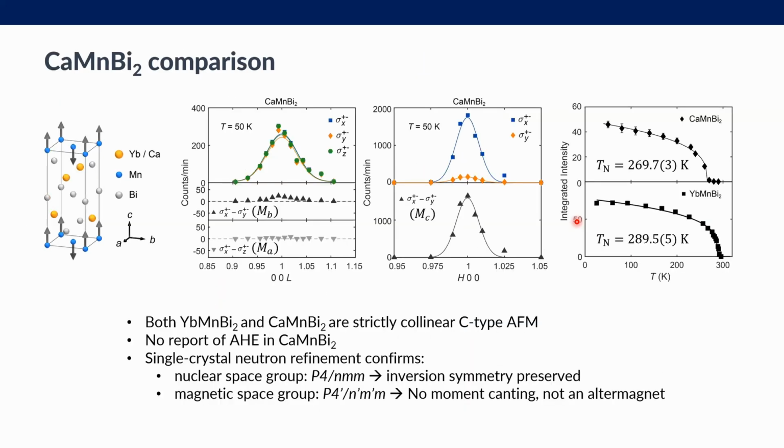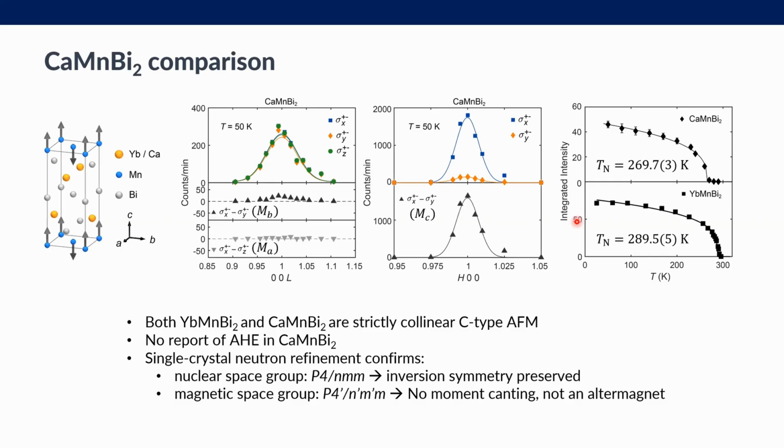During our investigation, we also noticed that there is a sister compound, calcium manganese bismuth 2. It shares the identical nuclear and magnetic structure as the ytterbium one. Interestingly, there has been no report of anomalous Hall effect in the calcium compound. It is very interesting because they share the same magnetic structure, but they behave differently in terms of transport. So we also tried to completely understand this system.